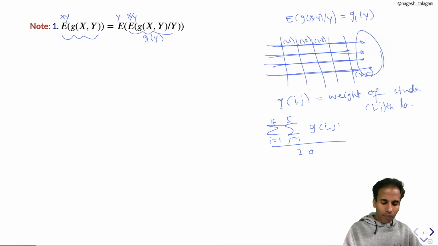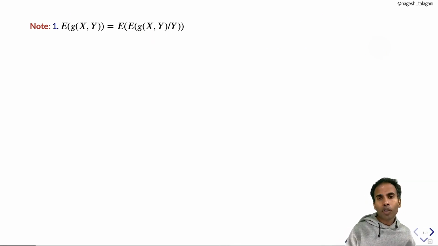That's why the joint expectation of g of xy is going to be the univariate expectation of the conditional expectation of g of xy given y. Okay, let me clear this first. Let me prove it for a continuous bivariate case. Similarly, you can prove it for the discrete bivariate case. Let me start with the left hand side.